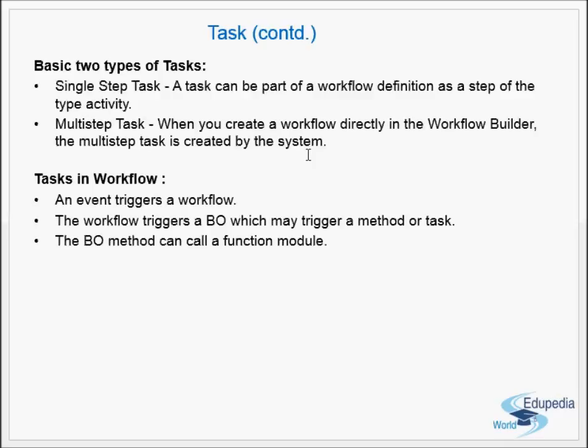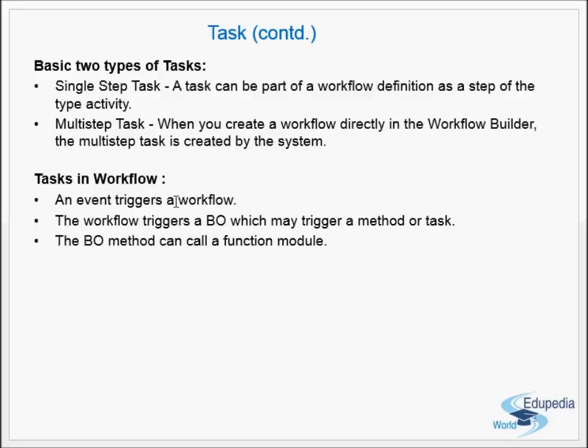So a workflow has n number of tasks, and tasks are of two types: single step and multi-step. Single step means it can be a part of the workflow definition. It results from an activity. The single step task is a result, and a multi-step task is when you directly create the workflow in a workflow builder.